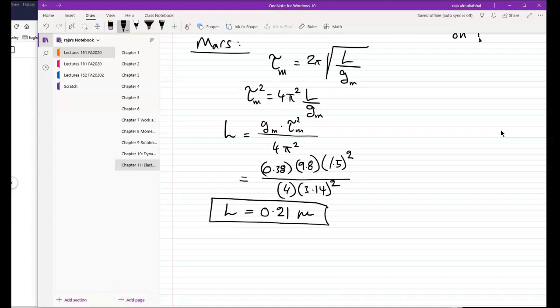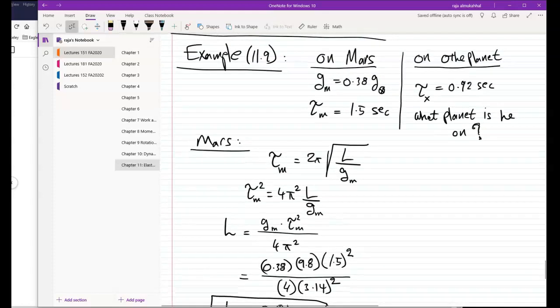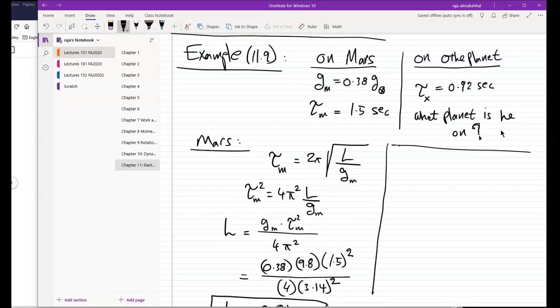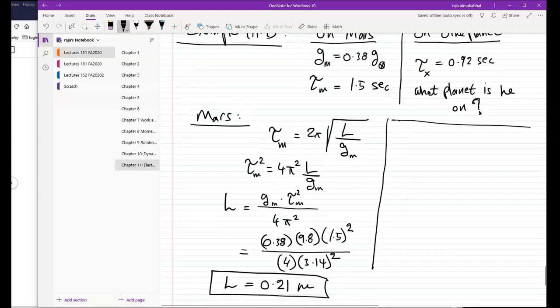Now he takes the same pendulum, goes to that X planet, the one we don't know which one. And we want to find what planet. Well, he gives us the period on that planet for this pendulum, same pendulum. So all I need in this case, I'm going to solve for g. You got that? So here I have the period on that unknown planet. It is 2 pi square root of L over g on that planet X. And what I need to do is to solve for g sub X.